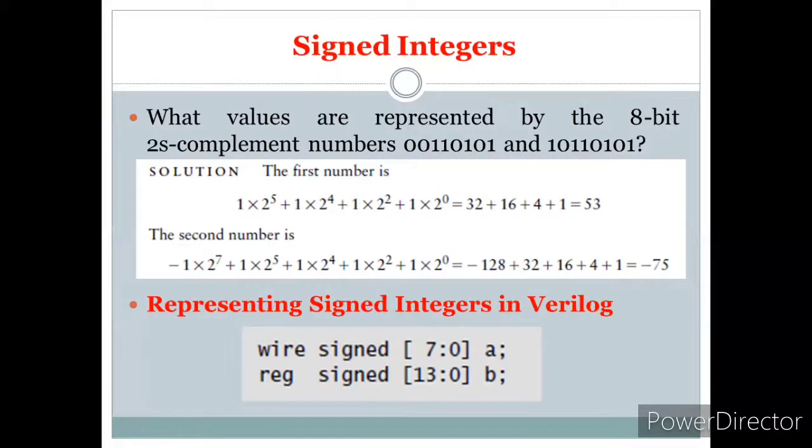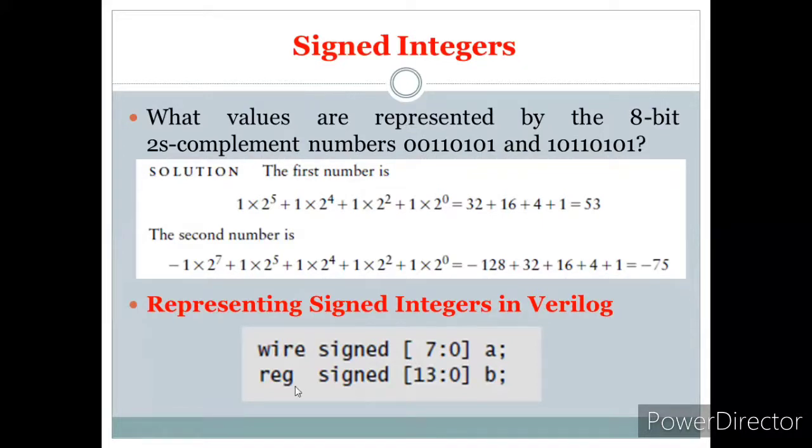Now, if you go for the second number, the MSB power is 7. Since the MSB is 1, we take it as a negative number. When you compute that, we get minus 128 plus 32 plus 16 plus 4 plus 1, which is nothing but minus 75. In this way, the sign of a number is identified with the help of the MSB, the leftmost bit of the given binary number, because the computer understands binary numbers.